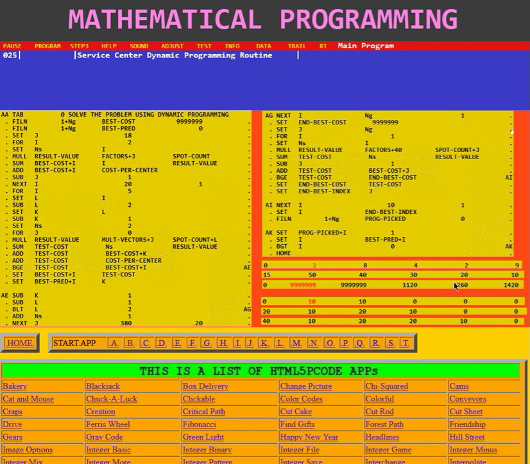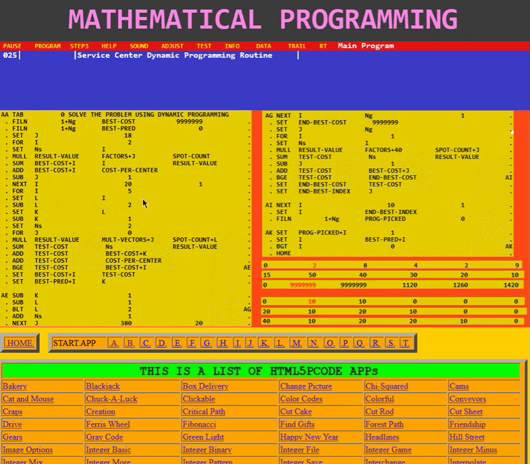If a service center is placed at the next position, it's going to be $1,260. That's the best cost of putting the service center there and going and servicing all the people from that service center back to the beginning. So this loop is calculating all those best costs for the very first service center. Next, it's going to do all the other service center positions.